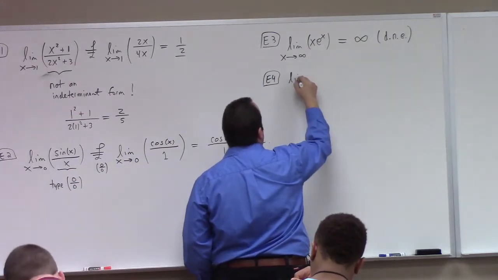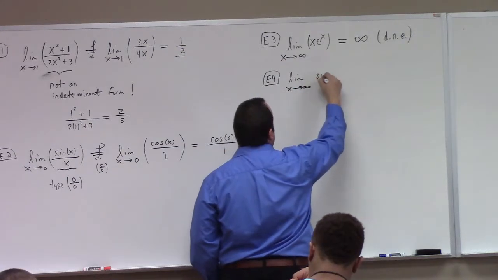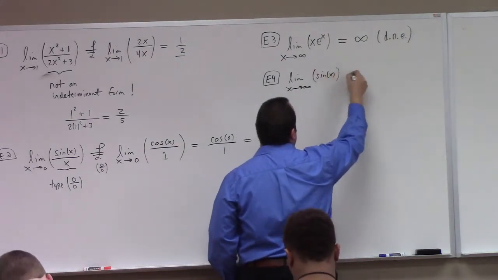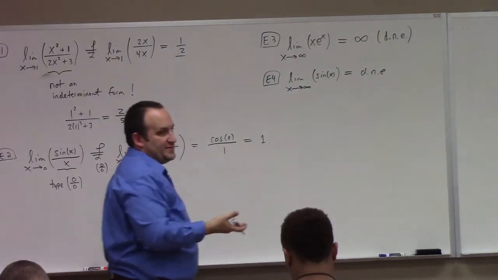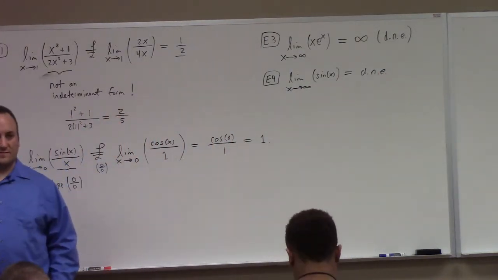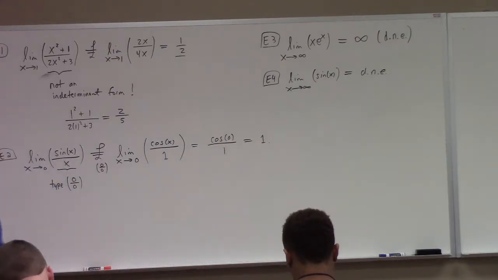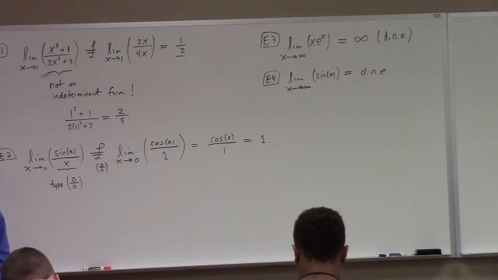The limit as x goes to infinity of sine x. This does not exist, because what happens to sine as x goes to infinity? It oscillates. So you could improve on my answer and say this does not exist due to oscillation. That would be an even better description of why the limit doesn't exist.